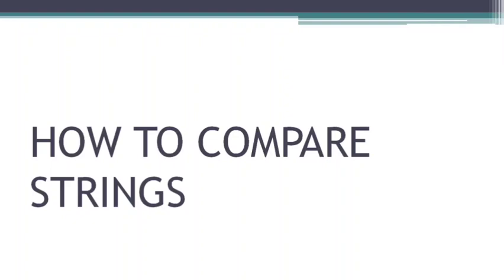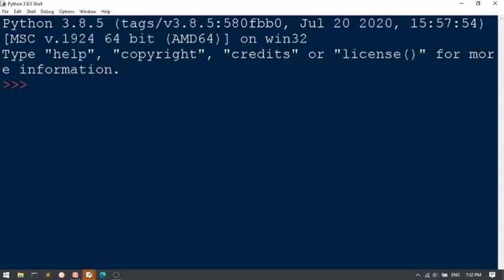So let's see an example. The string abc, we will see if it is the same as all caps ABC. It returns false. This is because string comparison is case sensitive. So small a is not equal to capital A. They have different Unicode values.